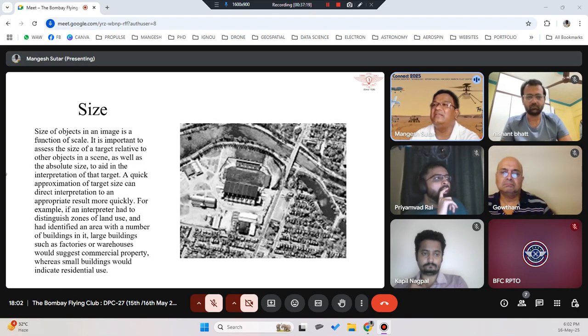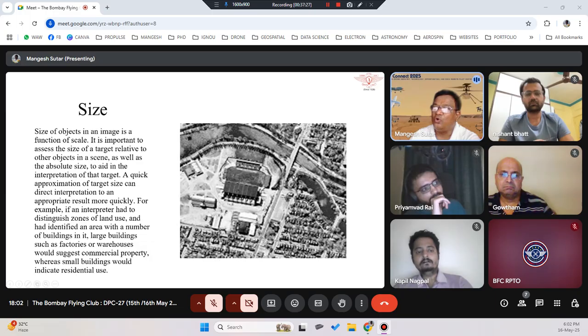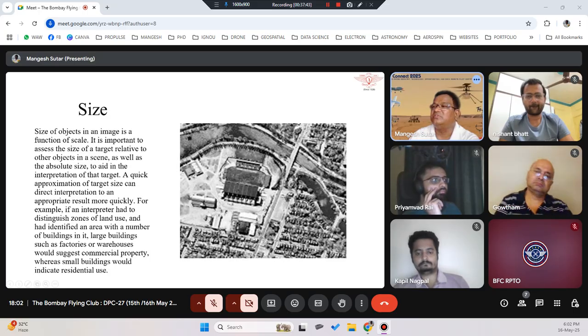Size, again. If you see here in the picture, there are small houses, there is a big warehouse structure over here, whereas there is a road coming here, and then there is an intersection between the roads. So looking at the picture you can interpret what it is. A warehouse is there, and the industrial people who are working in this warehouse have their own houses or colonies nearby.